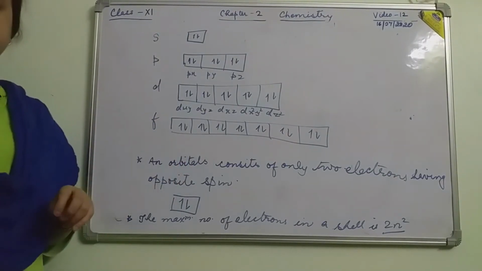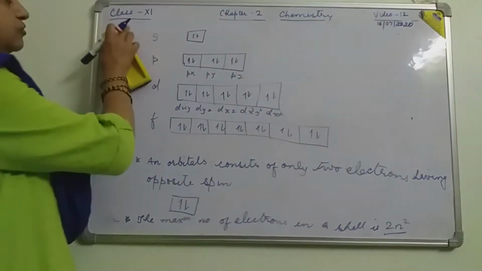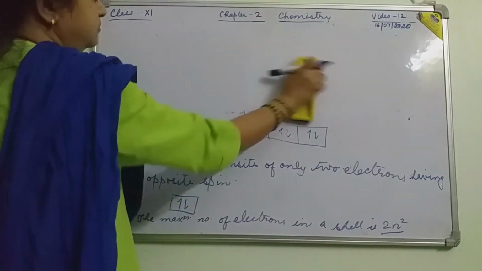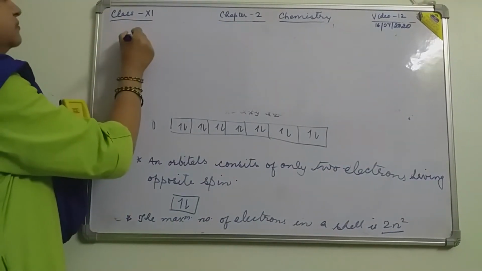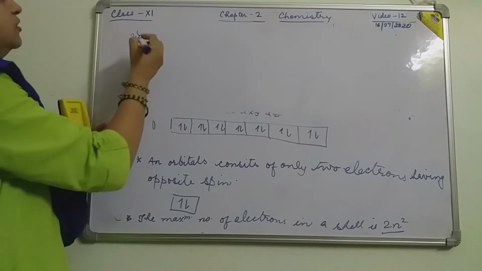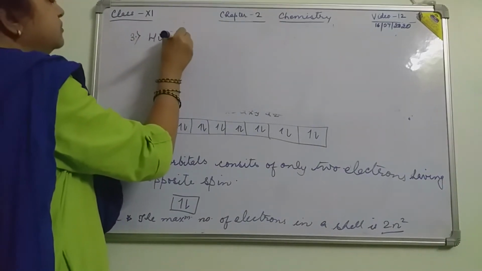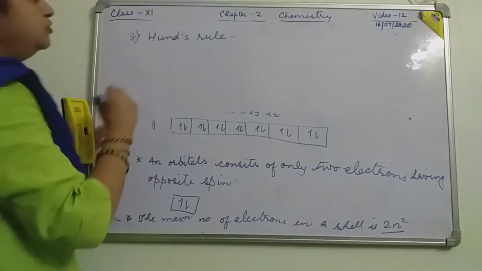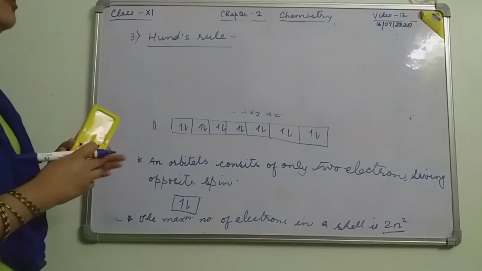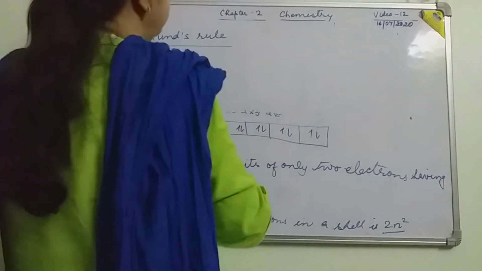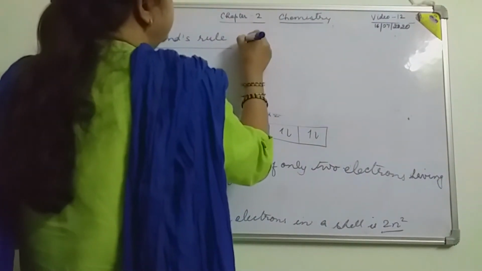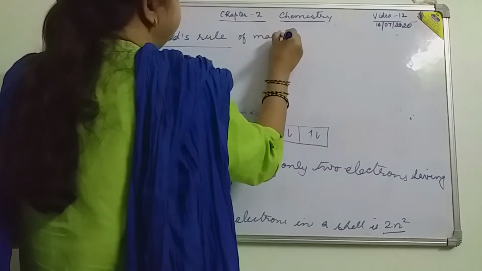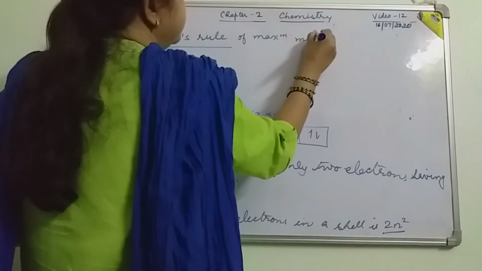So next is Hund's rule. The third rule is Hund's rule of maximum multiplicity. This rule is called Hund's rule of maximum multiplicity.